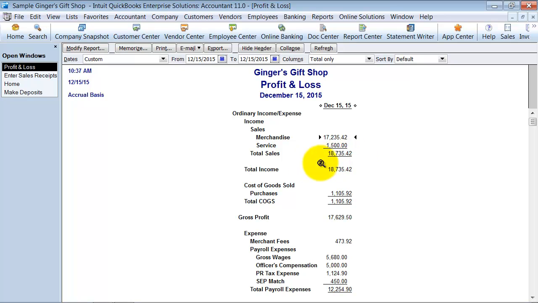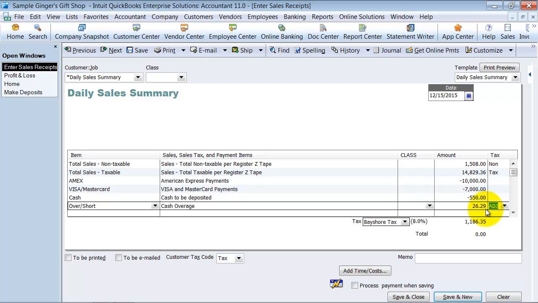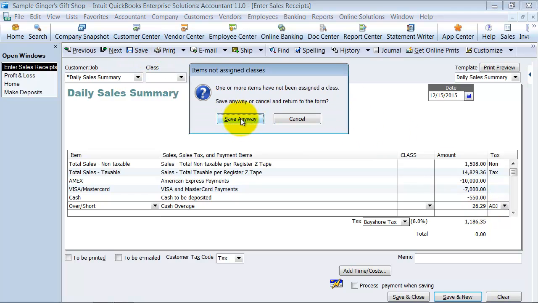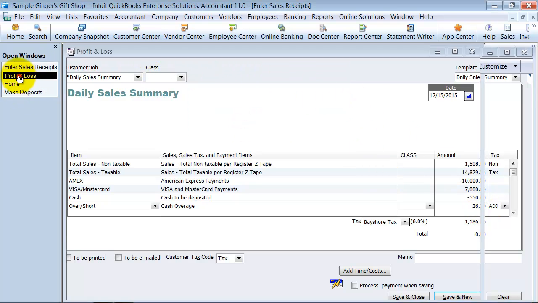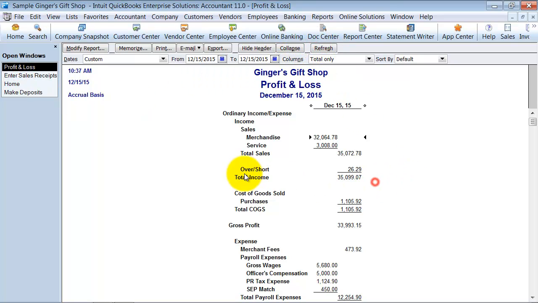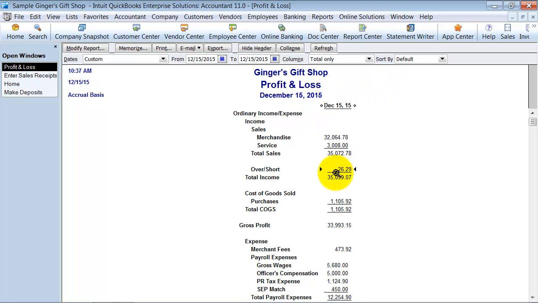We have it as a contra income account, or I say contra income. It's an income account, but most of the time it's going to be running as a negative, right? So I'm going to go ahead and save this now. All right. And when we refresh, oh, there it is. There's over and short right there. So we have some extra income at this point, $26.29 more in income. Wasn't accounted for, but somehow it ended up in our bank account. We'll take it, okay?